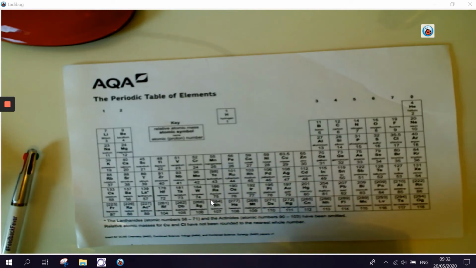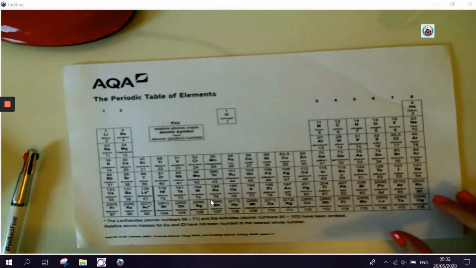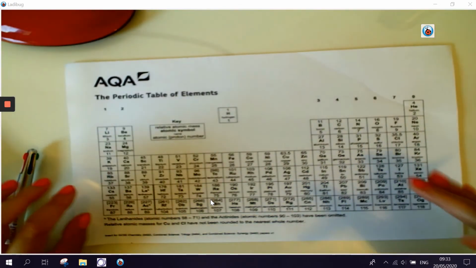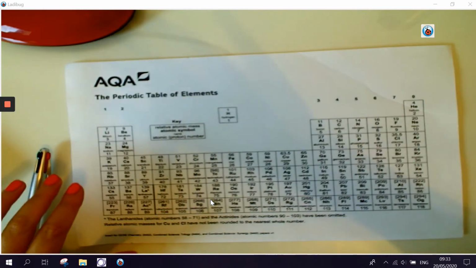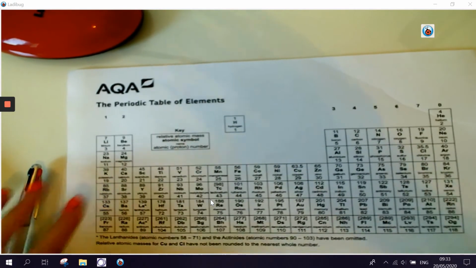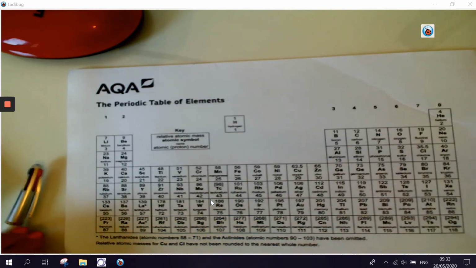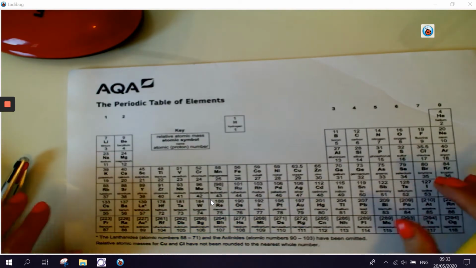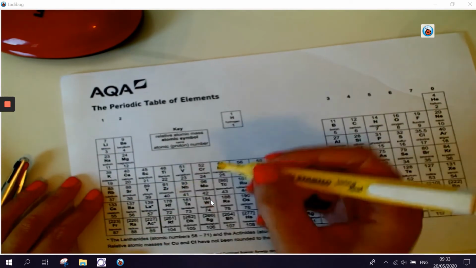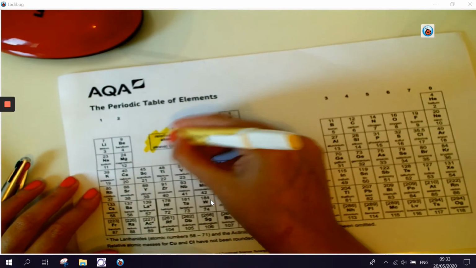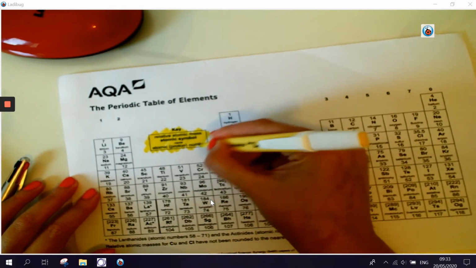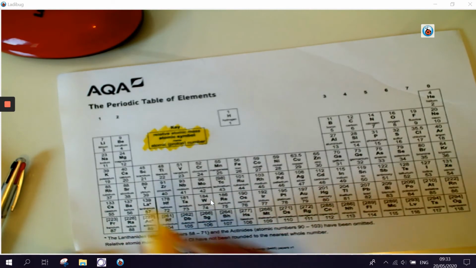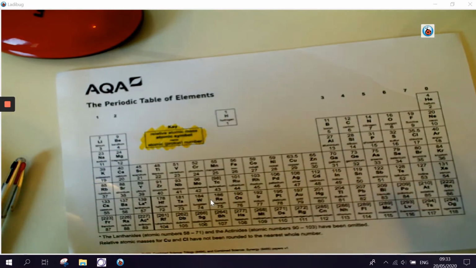Hi everyone, this is the periodic table of elements, and this is the particular one that you would receive in an exam. Now what I'm going to do in this video is annotate this with some really key features that would help you in using it. So the first key feature is the key in the middle. The key tells us what every single number and symbol represents on this table.